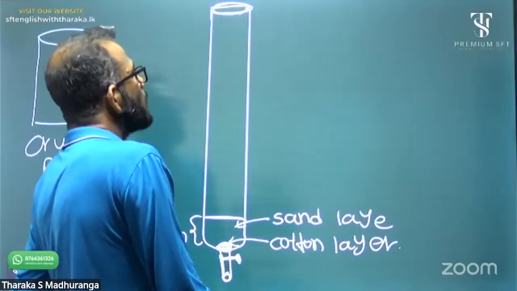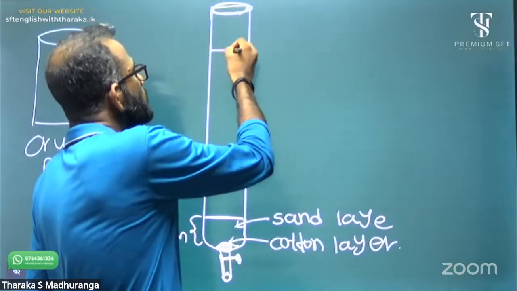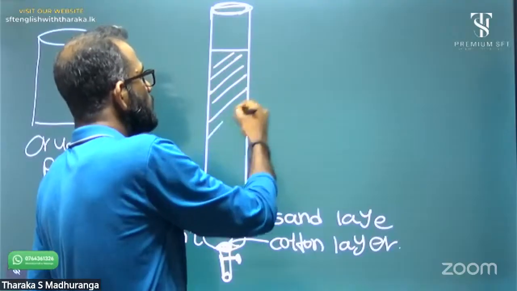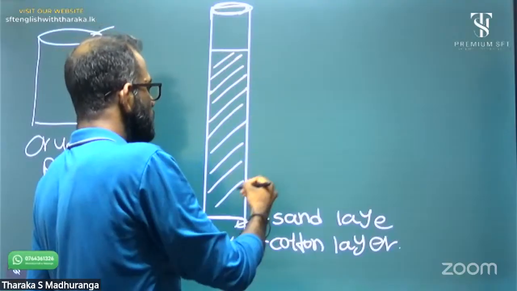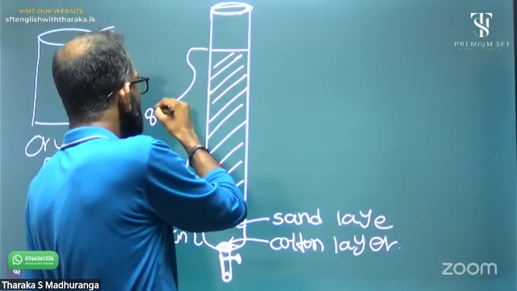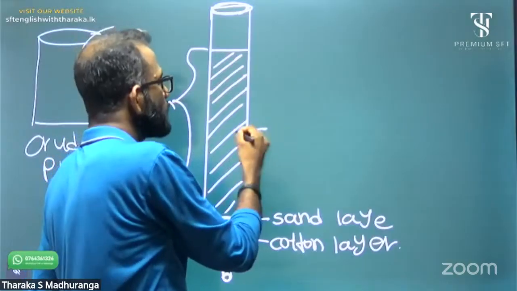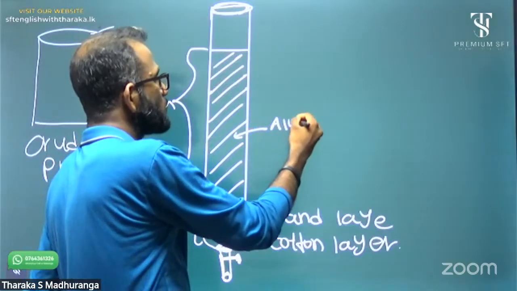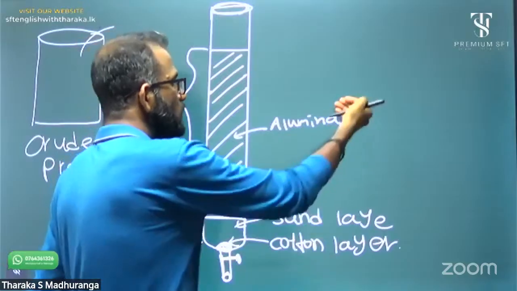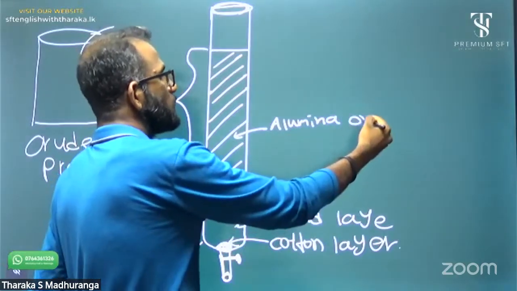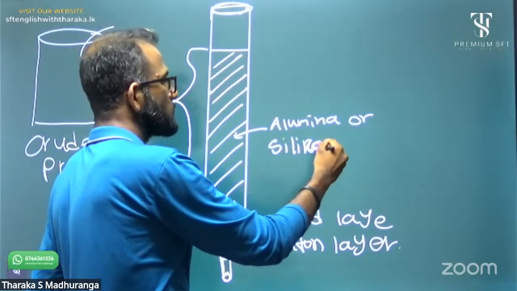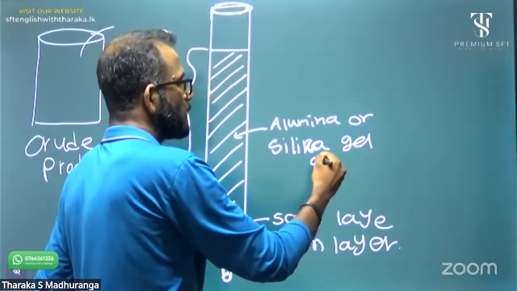Then alumina or silica gel in liquid form we can add, approximately 85 centimeter. 85 centimeter alumina or silica gel layer. It's a gel layer, alumina or silica gel layer.